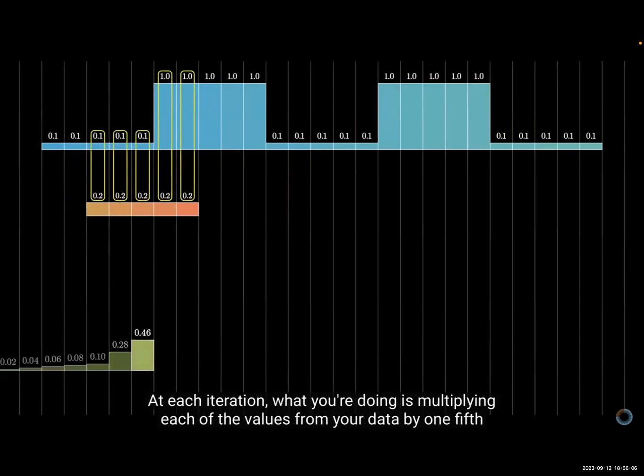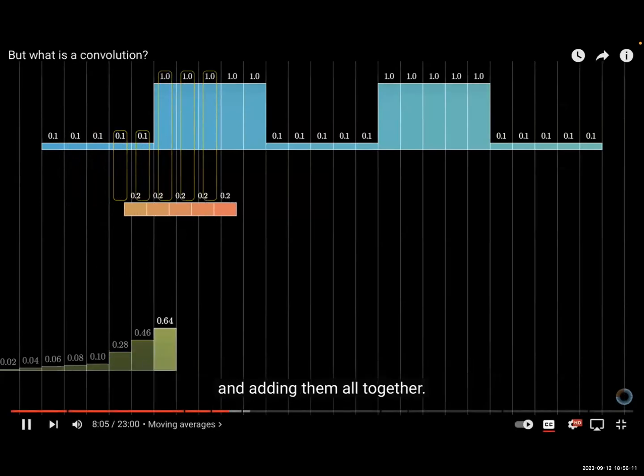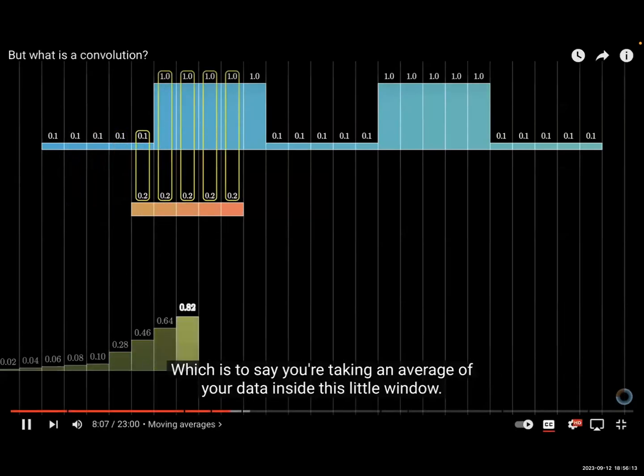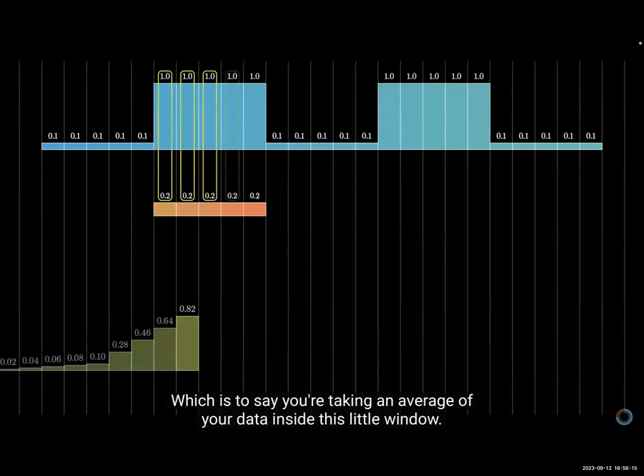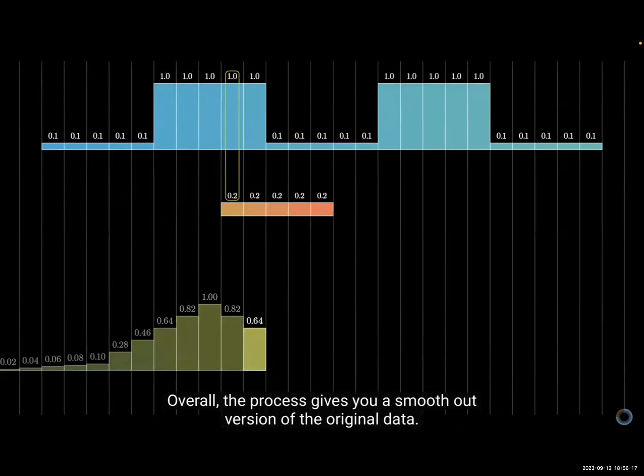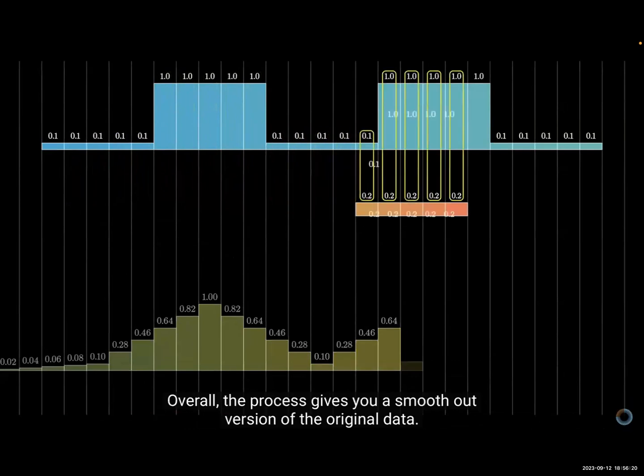At each iteration, what you're doing is multiplying each of the values from your data by 1/5 and adding them all together, which is to say, you're taking an average of your data inside this little window. Overall, the process gives you a smoothed out version of the original data.